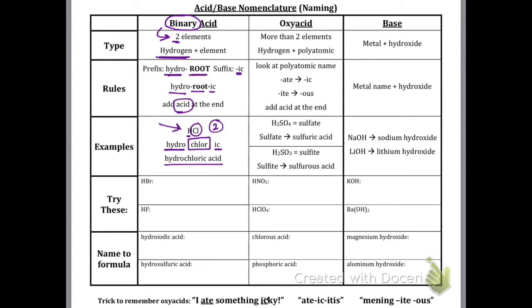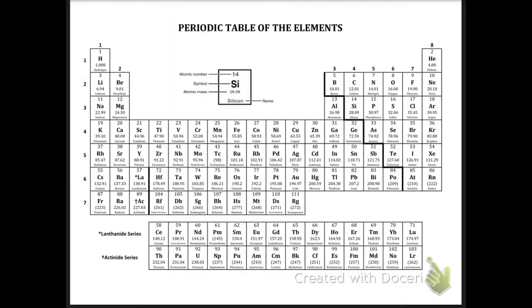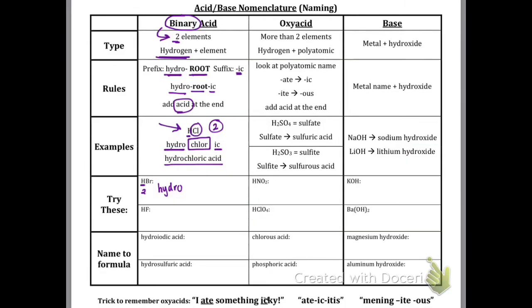Okay, so let's try 2 examples here. Here we know it's an acid because it has an H in front. There are 2 elements, so we know it's binary. So you know you have to start with hydro. So go ahead and write out hydro. Now, what is the element Br? So we can look at our periodic table. Br is bromine. Okay, so what is our root? It's going to be brom, and you're going to end with ic. So it becomes hydrobromic acid, like this.